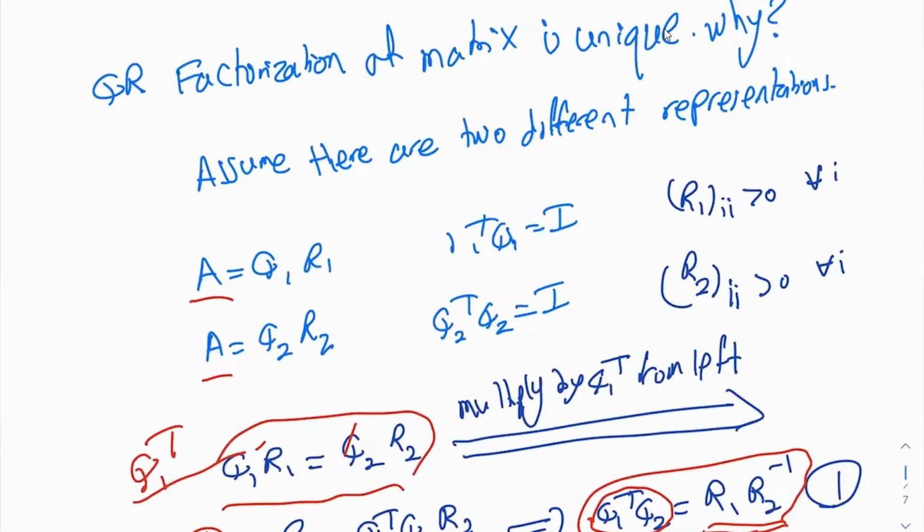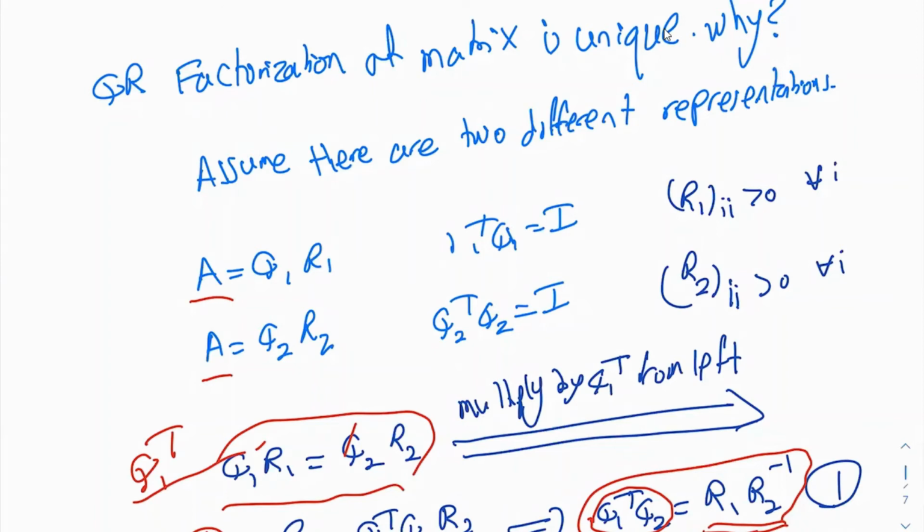Okay, so now let's talk about a very interesting property, which is that a QR factorization of a matrix is unique. What I mean by that is that, let's say we want to find the QR factorization of matrix A. And I claim that the Q and R that you find using Gram-Schmidt or any other method is unique, right? Now, how do we prove that this is unique?